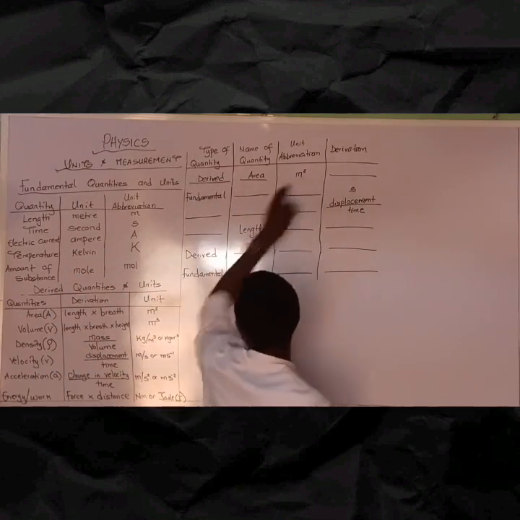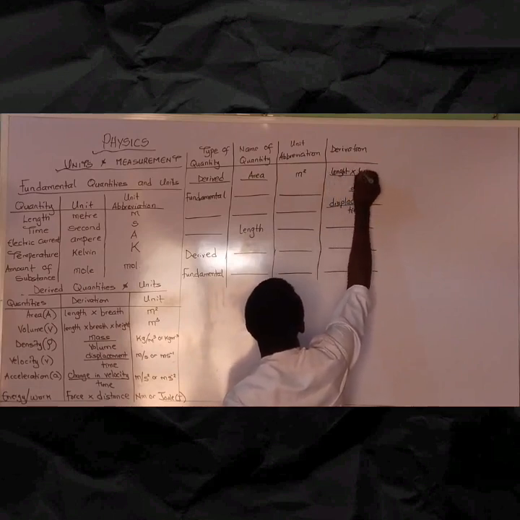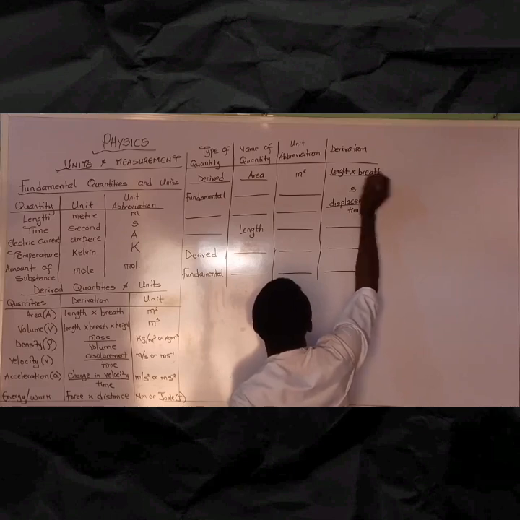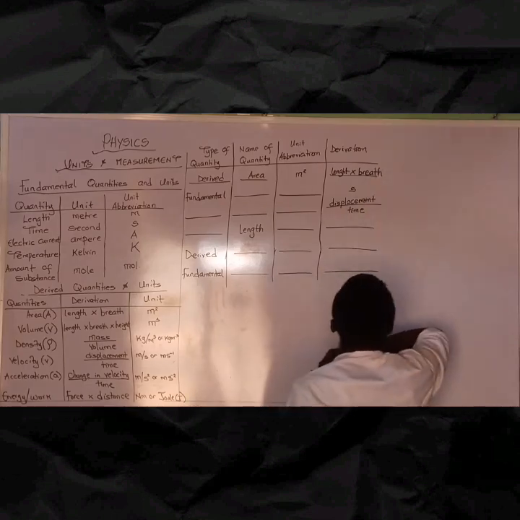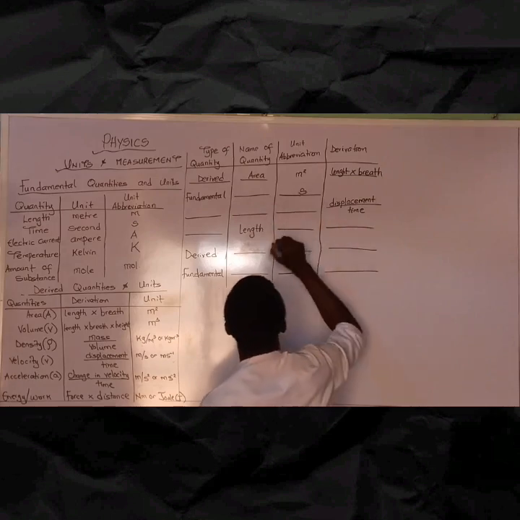Then derivation. What's the derivation of area? That is length times breadth. Oh, this one is time. Sorry, it's supposed to be seconds. Yes, it's a what-times.